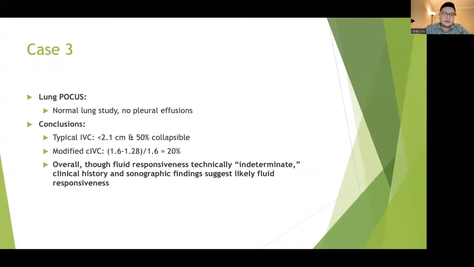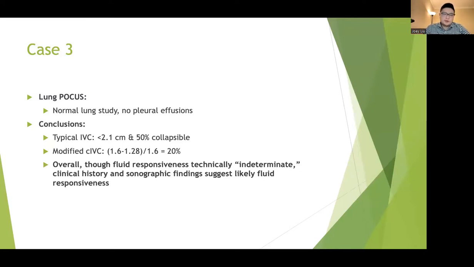Incorporating the findings on the lung POCUS, which we felt was a totally normal study, there were no pleural effusions and no suggestion of alveolar interstitial syndrome. This presents an interesting case where the typical IVC assessment, in which we say it is less than 2.1 centimeters and 50% collapsible, estimating a normal right atrial pressure, takes account of the modified collapsibility of the IVC in the modified portion, which was only 20%.